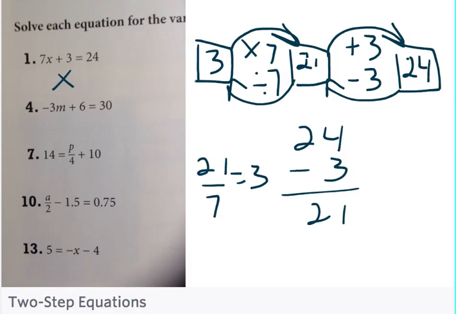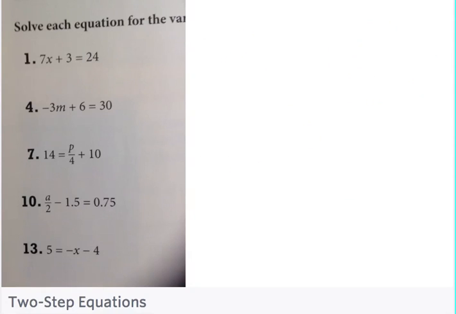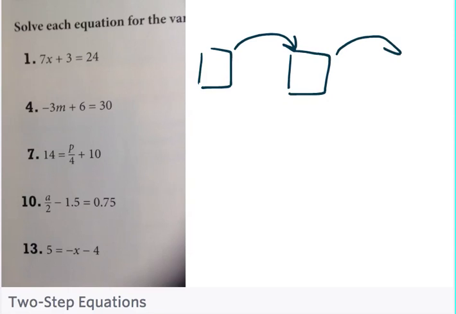Going on to problem number 4, we're going to again set up 3 boxes and figure out what happened to the number first, what happened to the number second, and what became of it. So there was a number, it was multiplied by -3. It looks like it was subtracted, but a number in front of a variable is a coefficient. So the number in front of the m is a -3, so it was multiplied by -3, and then 6 was added to it. And it became 30.